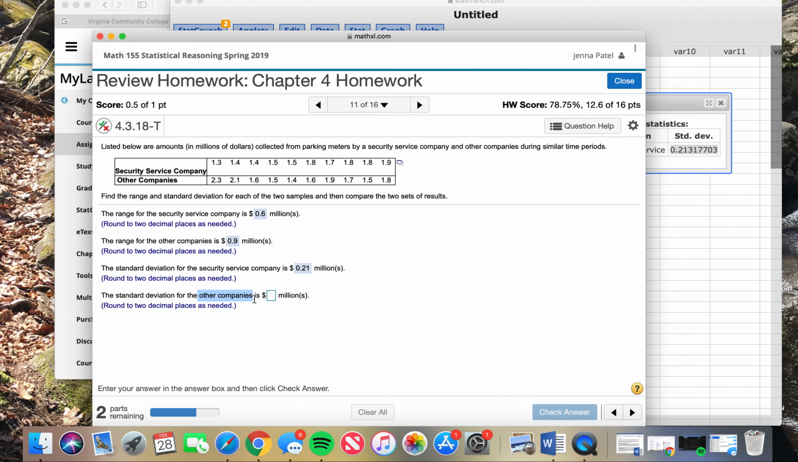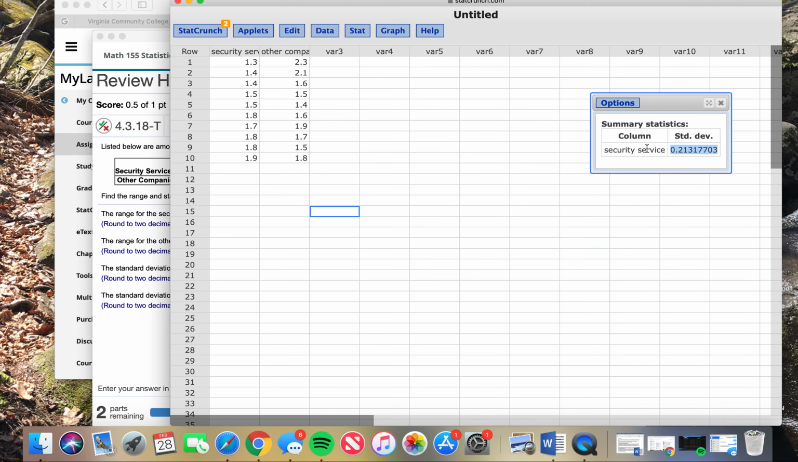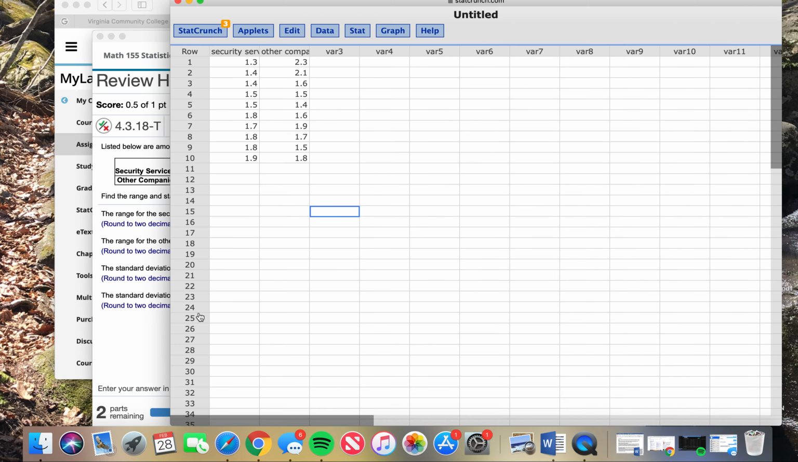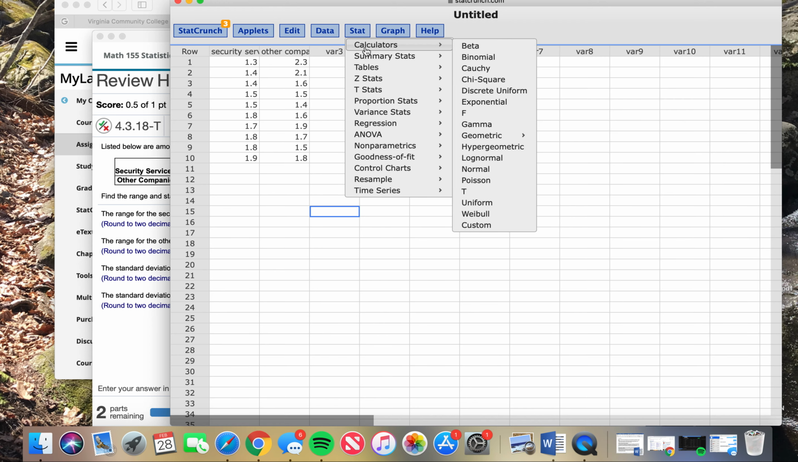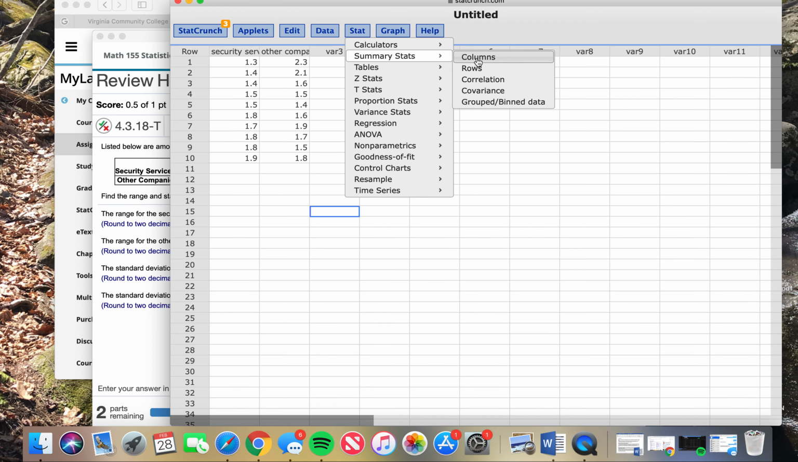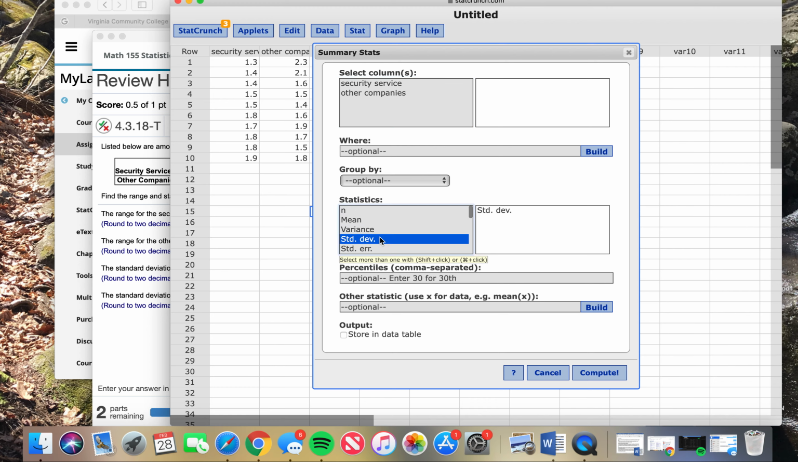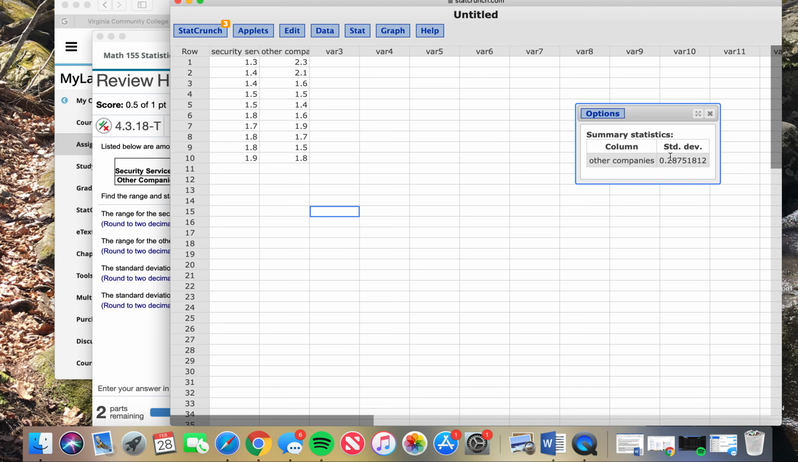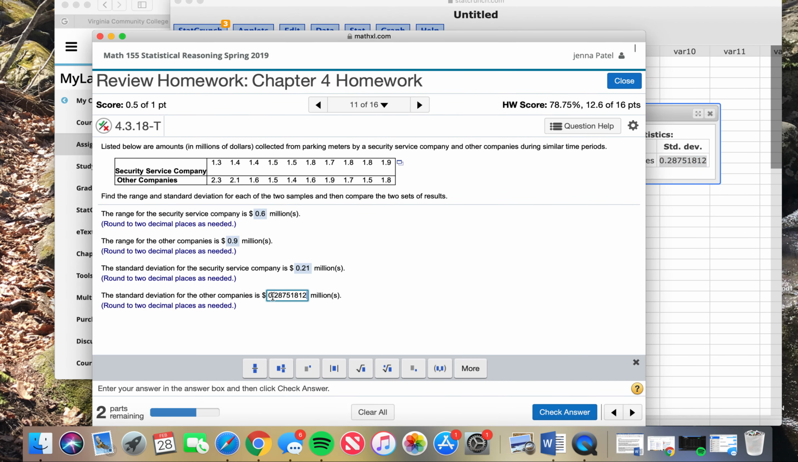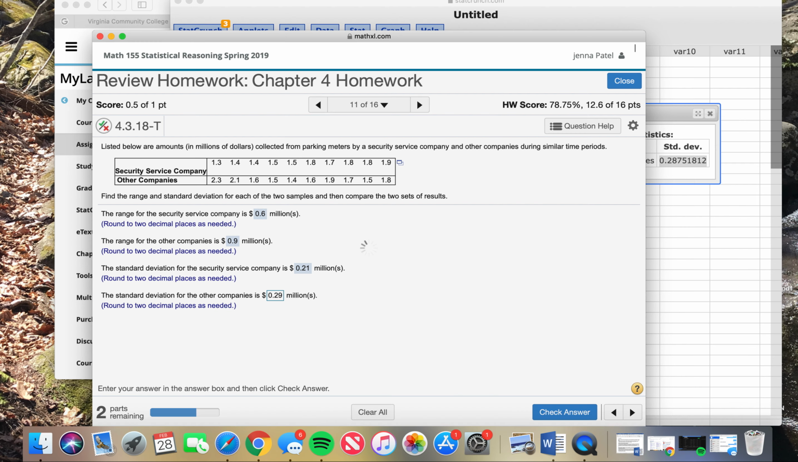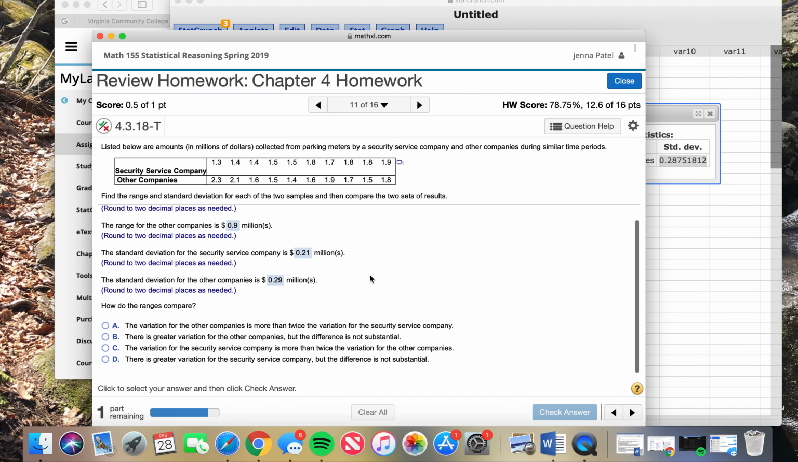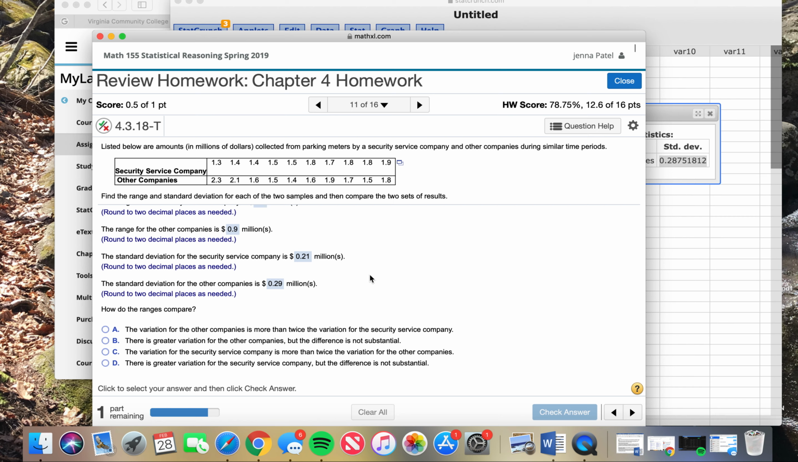And now for the other companies, do the same thing. So the good thing about this is that the data stays the same, so you just have to look at what the question asks for. Columns, and you want standard deviation for other companies. Compute, and this is the answer. So copy, and we're going to paste it in, and we're going to round to the nearest 2. Here we are. And then it says, how do the ranges compare?